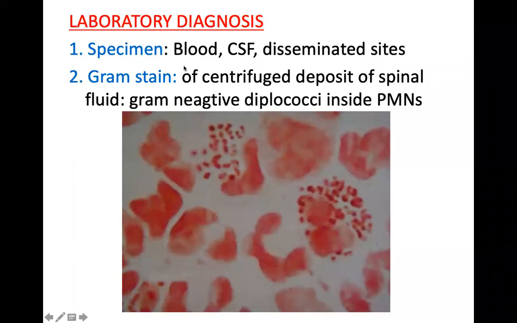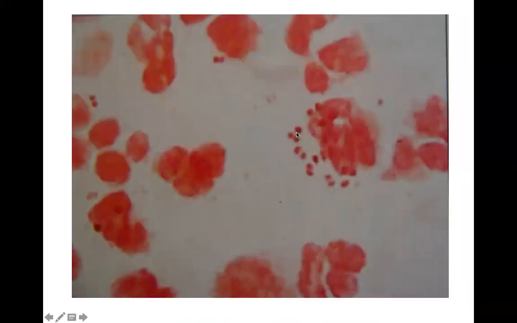The specimen that you'd pick would be blood in meningococcemia. You can take CSF specimen, which is the primary specimen for meningitis suspect, and any other specimen from those disseminated sites that I've talked about, but are not so rare. Once you get your specimen, if it is CSF, you can centrifuge it, examine the deposit by staining it with gram stain and looking out for the gram-negative diplococci inside the polymorphonuclear pus cells. That is what you'd see from the highly turbid specimen.